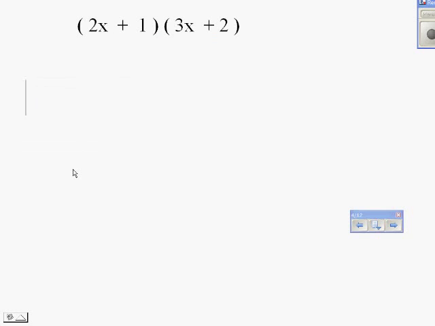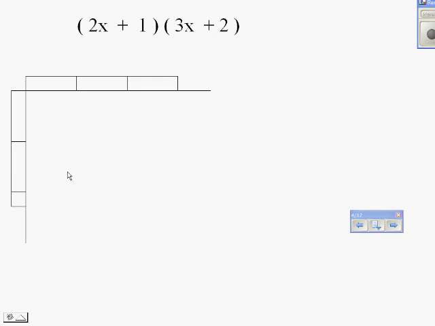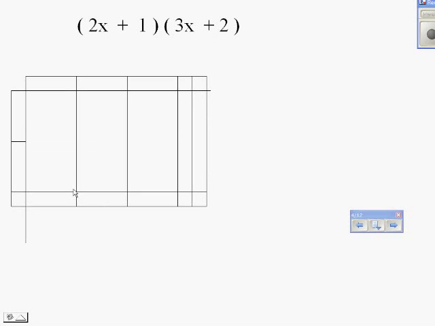Our last one we were doing 2x plus 1, which we would draw on the side, times x plus 3x plus 2, which we're drawing on top. Again, the process doesn't change. Draw your overall area first, draw your lines all the way down and all the way across. And then we can see our areas. You see here we have 1, 2, 3, 4, 5, 6 x squares. We have 1, 2, 3, 4, 5, 6, 7 x's. And we have 2 constants.